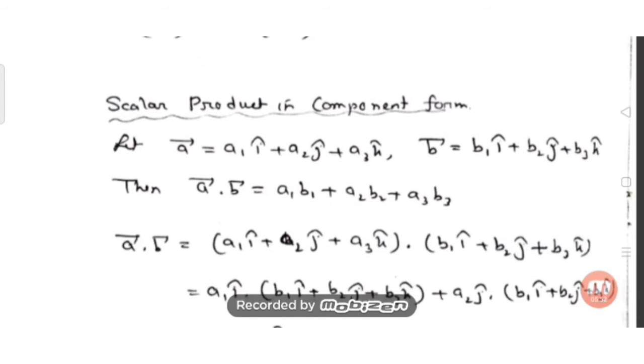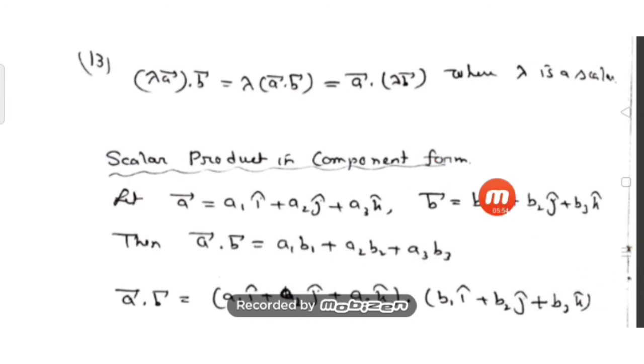Okay, so next one, I just state the property here, lambda a bar dot b bar. That means if a scalar is multiplied with a vector, and the dot product is given with another vector, the result obtained is similar to first doing the dot product and then doing the scalar multiplication with the same scalar. Or suppose I'm taking this first vector separately and lambda is multiplied with b bar, then also the result will be the same.